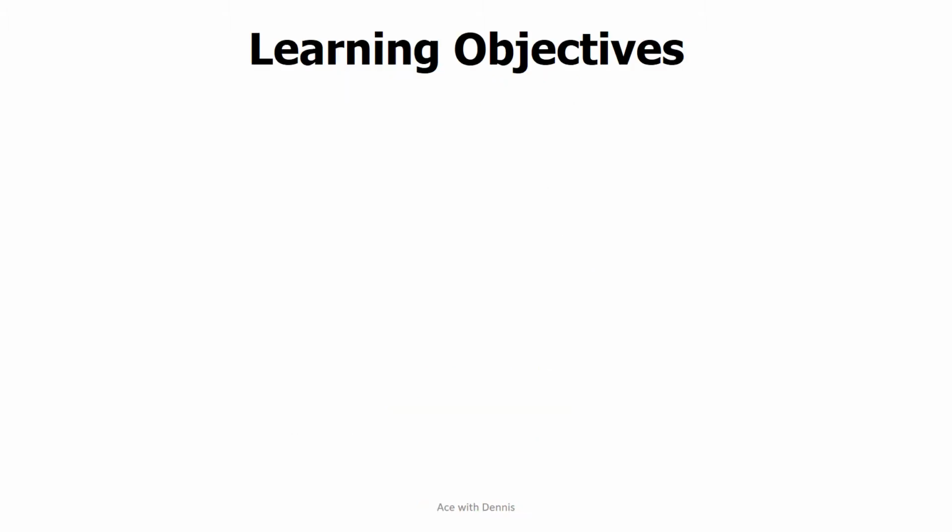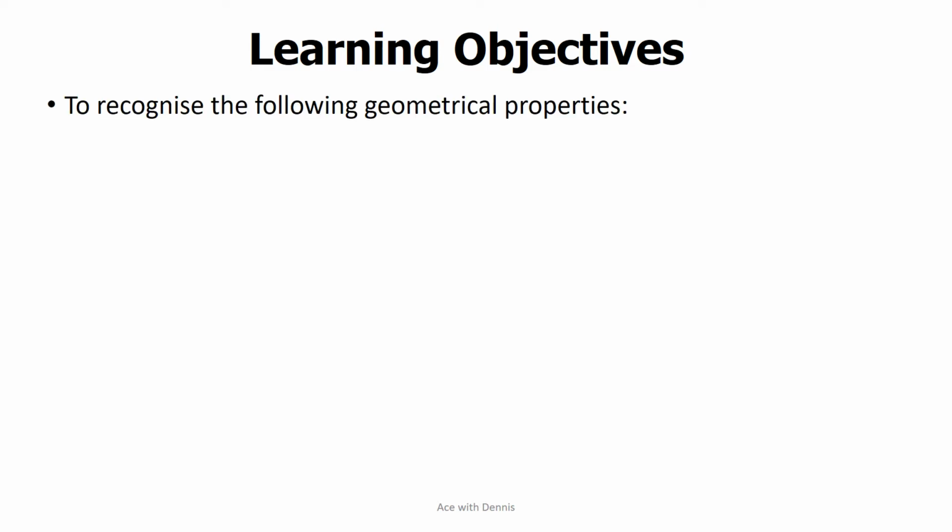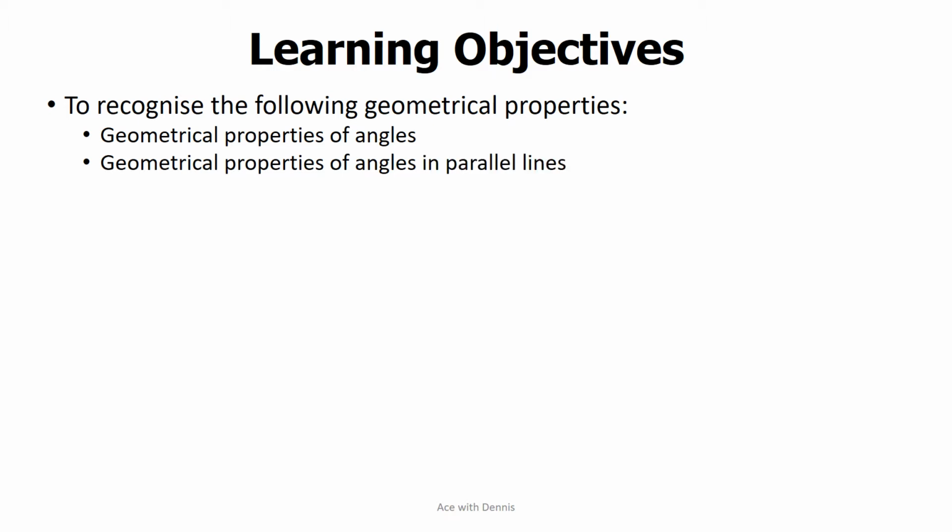Let's start the lesson with the learning objectives of this chapter. This chapter is all about recognizing geometrical properties. Here are the few geometrical properties that you need to know. The first one is geometrical properties of angles. Then, followed by geometrical properties of angles in parallel lines.